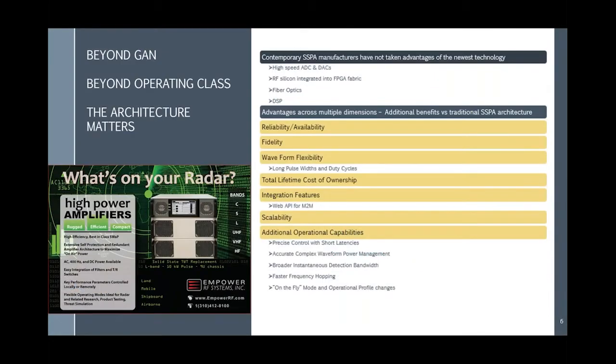So I just want to talk about the benefits up front. We could dive into the technology and hit benefits later, but I prefer it this way, and then the technology makes more sense. Beyond GaN, beyond the semiconductor device, and beyond operating class, the architecture matters. By building out the right architecture, there are meaningful improvements in reliability and availability, which we'll talk about later, signal fidelity, waveform flexibility, total lifetime cost of ownership, and system integration features and scalability.